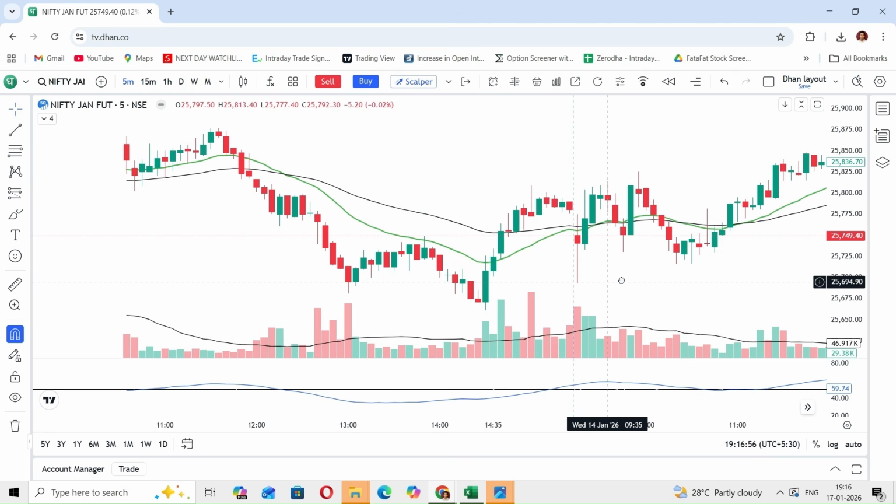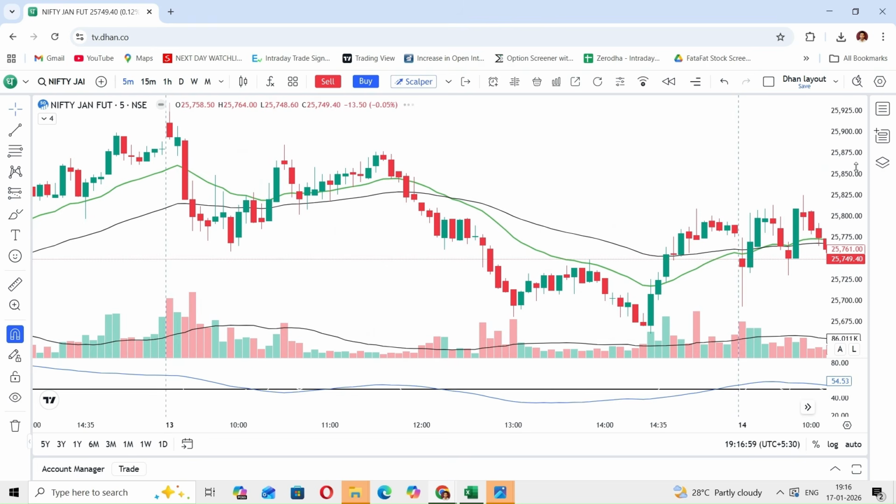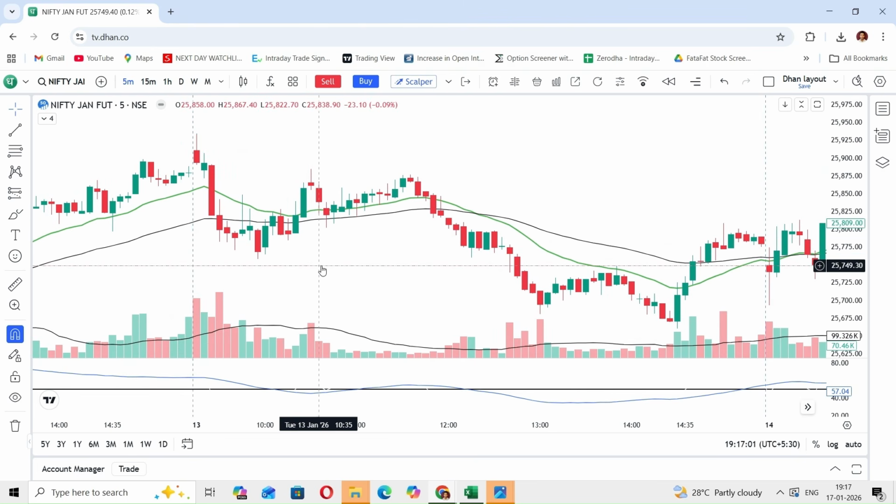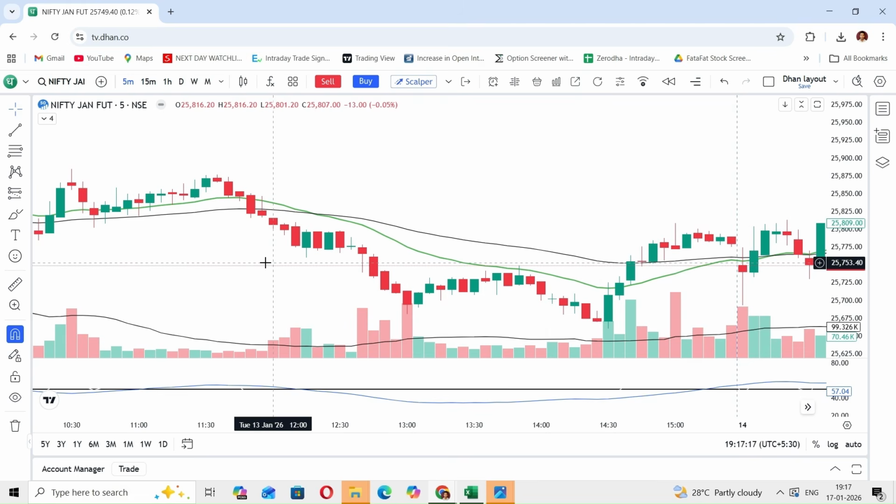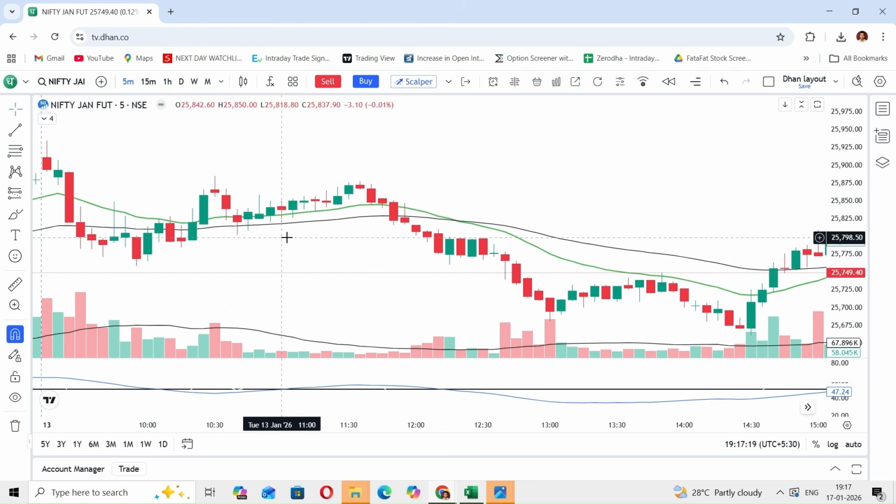So let's move to another day. Here is a setup, but your highest volume is in a red candle, so I will not take this trade. This is a three candle theory setup, but I will not take this trade. Okay.